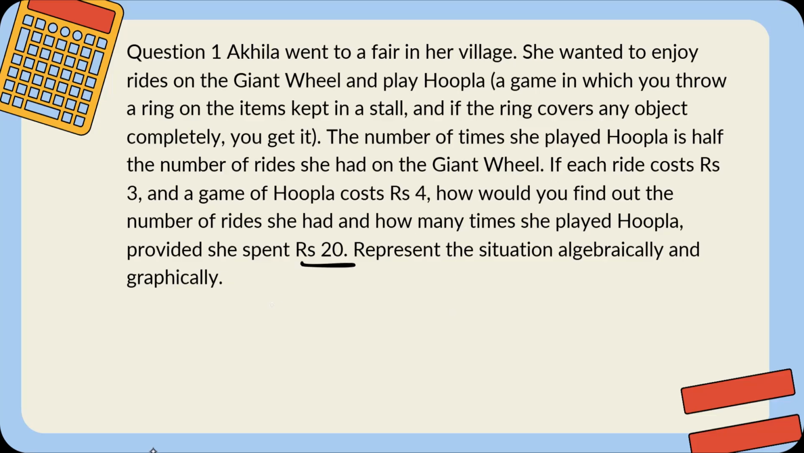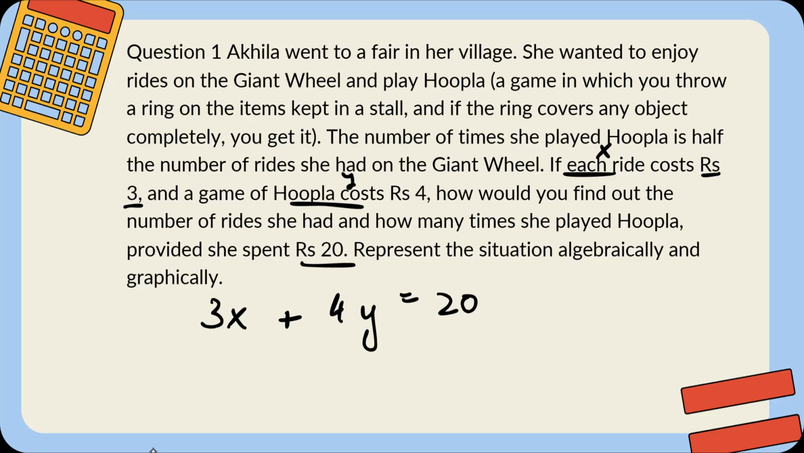And if each ride costs rupees 3, we do not know how many times she took the ride. Let's say that is x. Number of times she took the ride is x. So the cost of using the ride will be 3x. Plus hoopla game costs 4 rupees. Let's say the number of times she played hoopla is y. So 4y, that is equal to what? Total is 20. So 3x plus 4y is equal to 20. This is the first equation that we have, right?